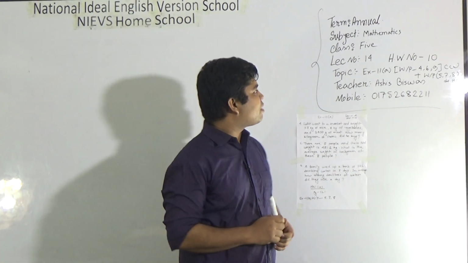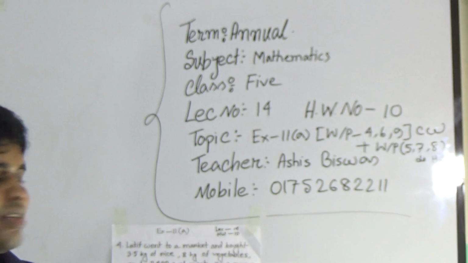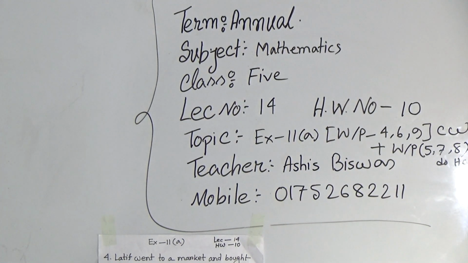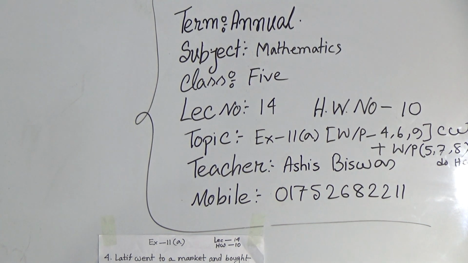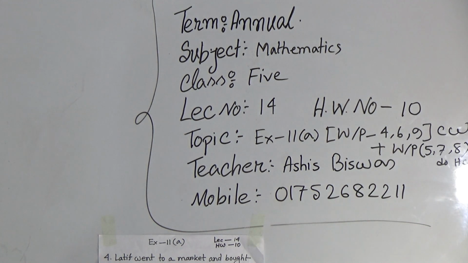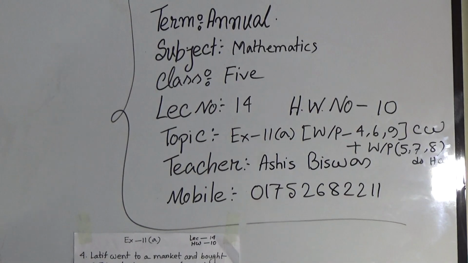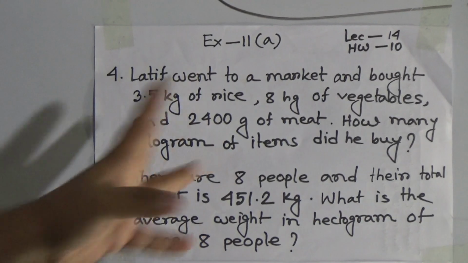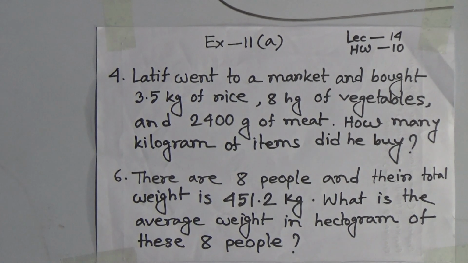Today is our lecture number 14 of annual term examination, and our SW number will be 10. My dear students, our today's topic is exercise 11A. From exercise 11A, we shall solve word problems 4, 6 and 9 as your CW, and word problems 5, 7 and 8 will be your SW. I have already written the questions on the board. Okay, 4, 6 and 9. So we shall solve now.